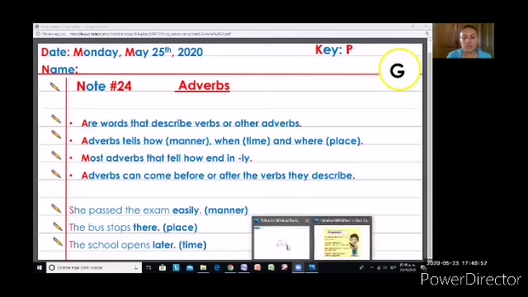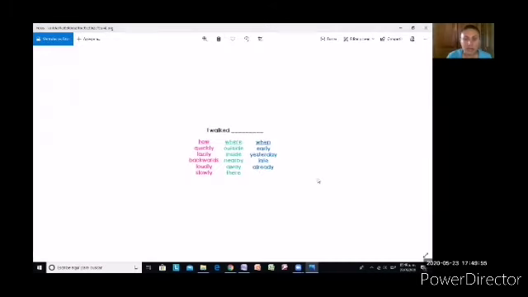I'm gonna show you again. Here we have again this example, okay? How, quickly, lazily. Backwards is another one, loudly, slowly, okay? We have here, where, outside, because it's a place, inside, nearby, okay? Away, there. About time, it's when, early, yesterday, late, and already, okay? So remember that these are our adverbs, okay?